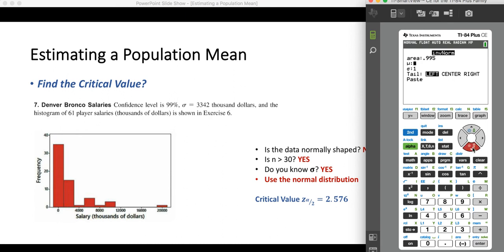For a normal distribution, the mean is still 0. The standard deviation is 1. We want the area to the left. I'll paste that in there, and we get a critical value of 2.576.